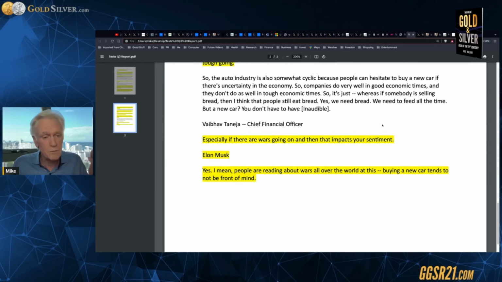So this is the world's richest man running two of the largest companies on the planet, pulling back on growth and the future because of the uncertainty that the Federal Reserve and the government is causing. And a lot of this could be a distraction.